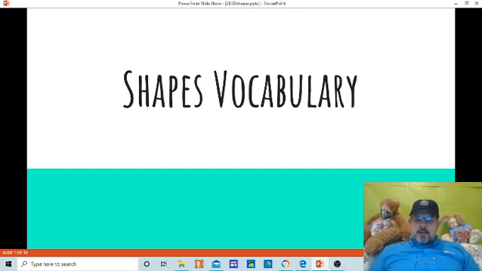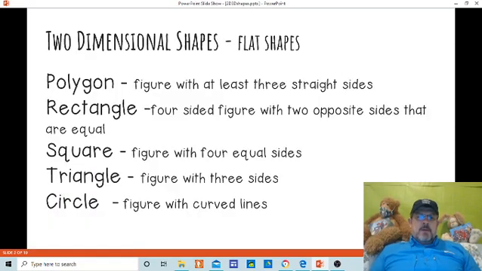Okay? All right, let's look at shapes vocabulary. All right, first page. We've got polygons. We talked about that this week. We talked about rectangles, squares, triangles, and circles. Those are all what type? Yes, you see it at the top. What is it? Two-dimensional. And I have a problem really with flat shapes.